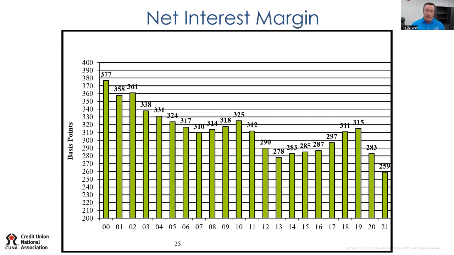And that's why non-interest income has become so important to us in credit unions, because we're not generating enough money from our entire balance sheet to cover the operating expenses of the credit union. Okay, so just think about that correlation. Think about net interest margin, operating expenses, and how they might relate to each other.